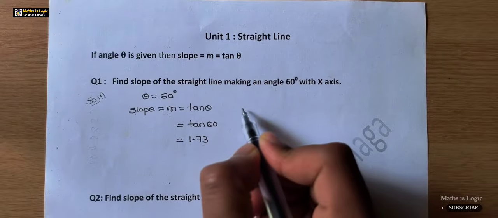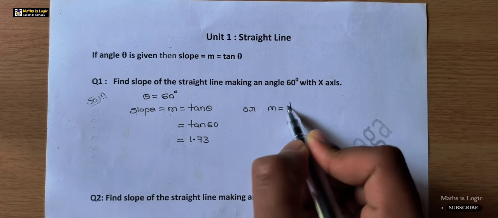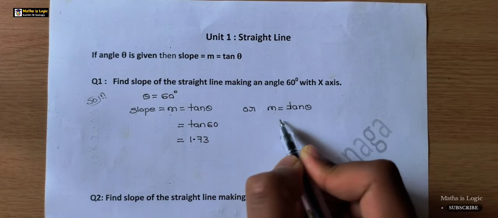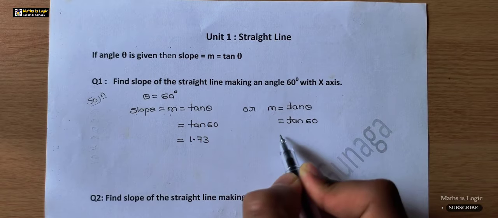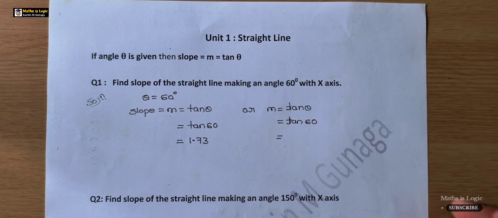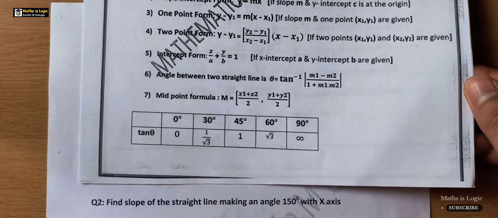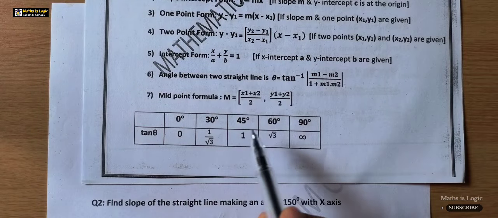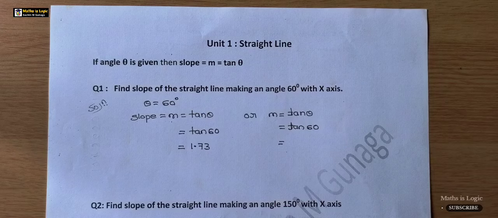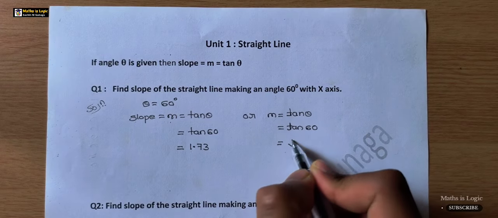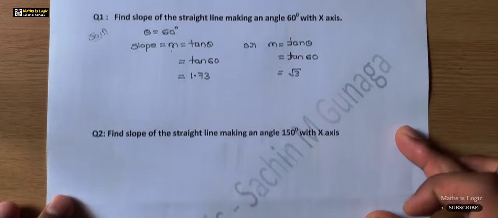Otherwise you can solve like this also. M is equals to tan theta, so is equals to tan how much degree? 60 degree. Next, which is equals to, you can say trigonometric standard angle table, tan 60 degree value is how much? Root 3. Therefore answer is root 3. So this is also correct, this is also correct.